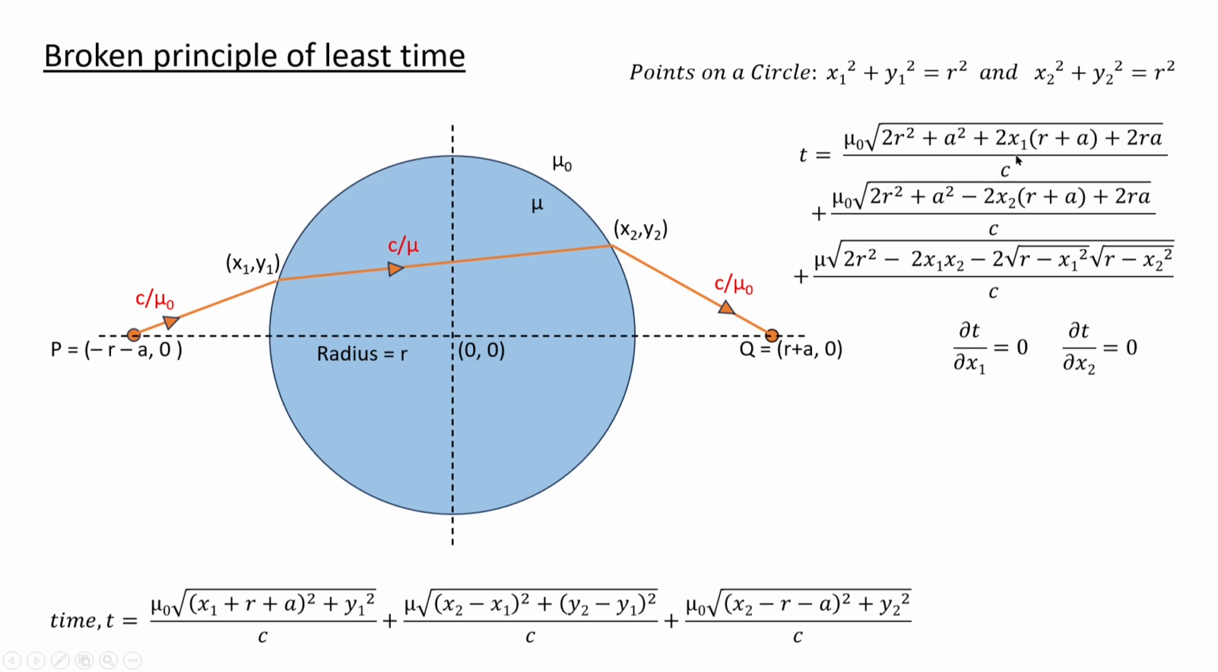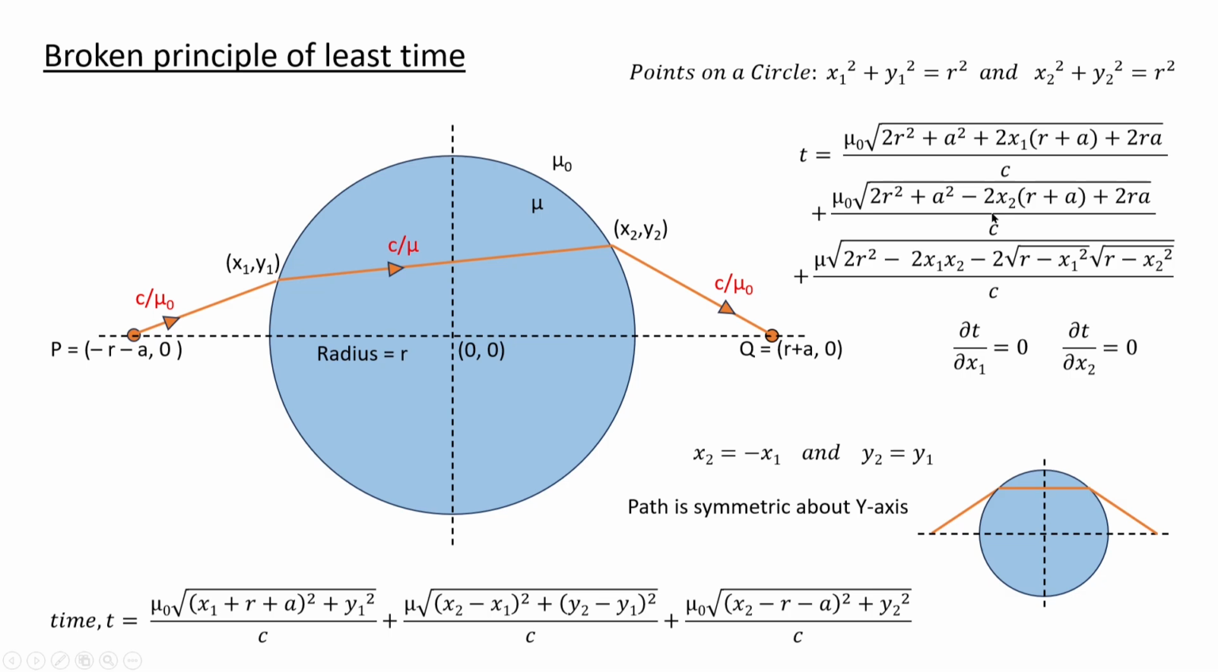And further, in order to find the stationary points, or the least time path, or the maximum time path, we consider the partial derivatives of the time variable t with respect to x1 and x2. We have eliminated y1 and y2 from these equations. Only two independent variables are there now, x1 and x2. So we take partial derivatives with respect to those. Finally, what we get is the condition that x2 must be equal to minus x1 and y2 is equal to y1.